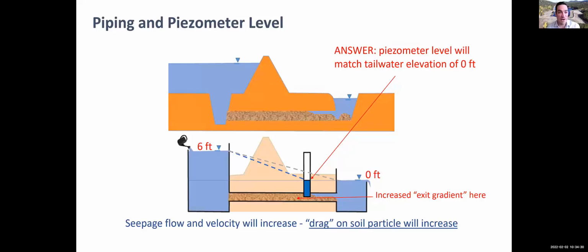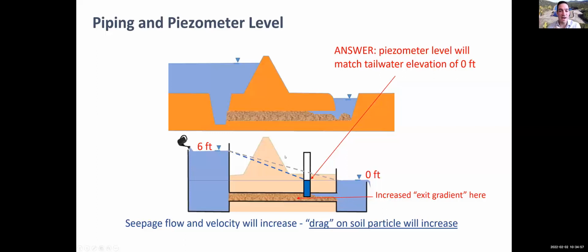And saying less is correct too, because oftentimes maybe you've got a filter in there, a little bit of sand, you still got a bit of a head drop with that flow. But a simplified example, 0 feet. So seepage flow and velocity will increase in this case as well. So we'll see a decrease in our piezometer and an increase on the flow at this location.